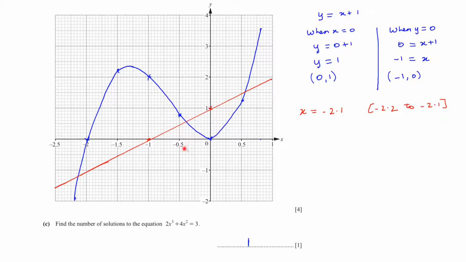The other is when x is equal to negative 0.4, and in the mark scheme we have the range negative 0.45 to negative 0.4, and the third one is when x is equal to 0.6, and the range is from 0.51 to 0.6.